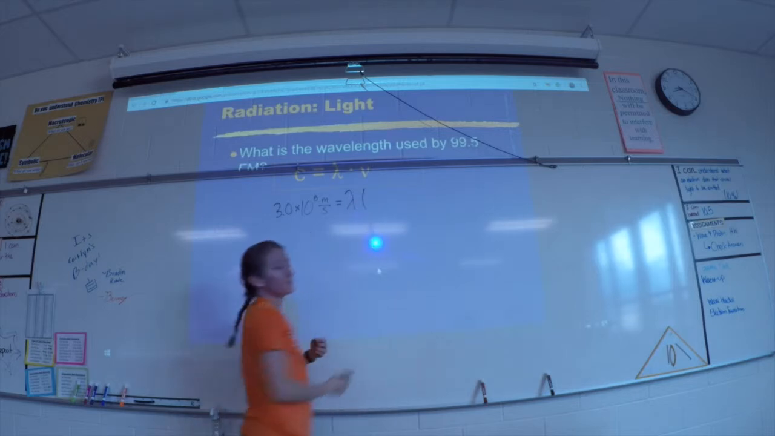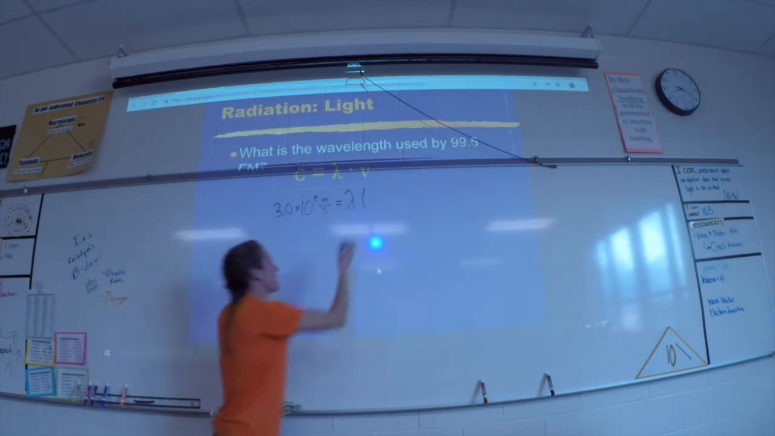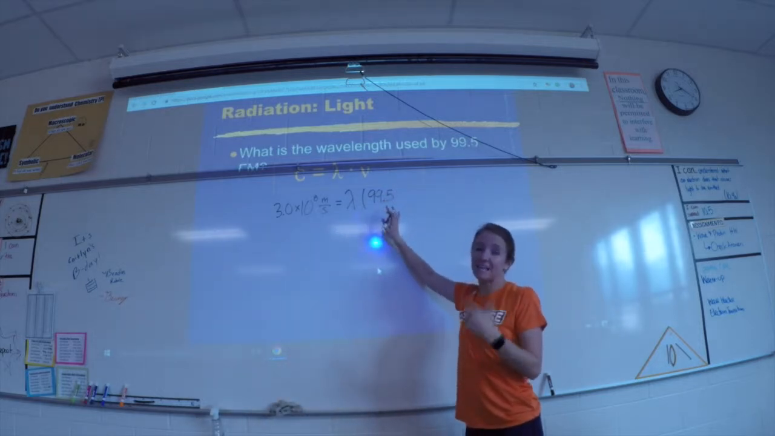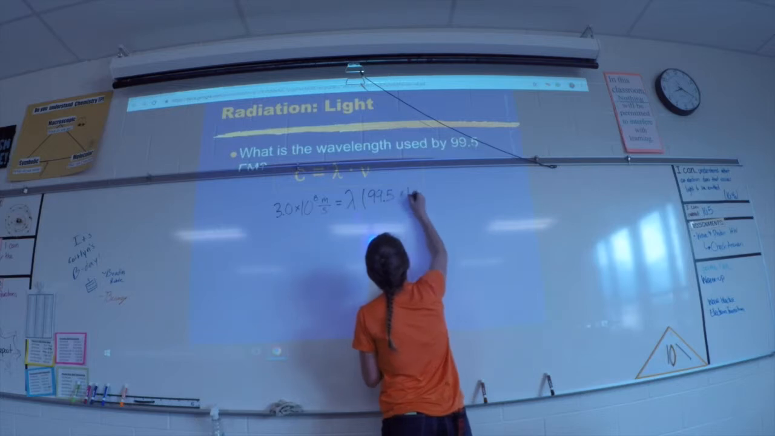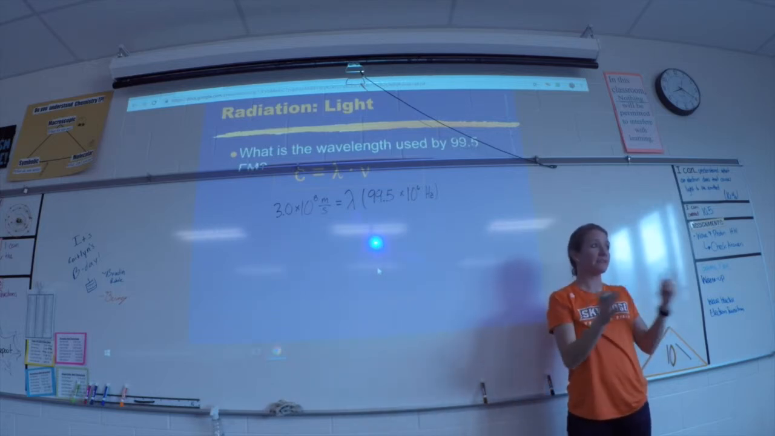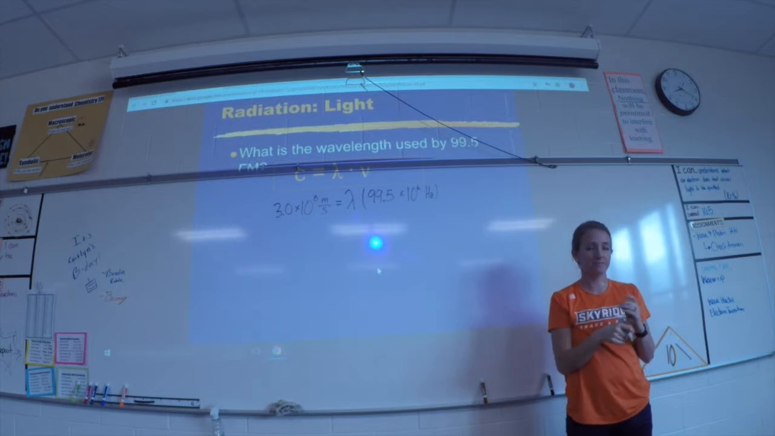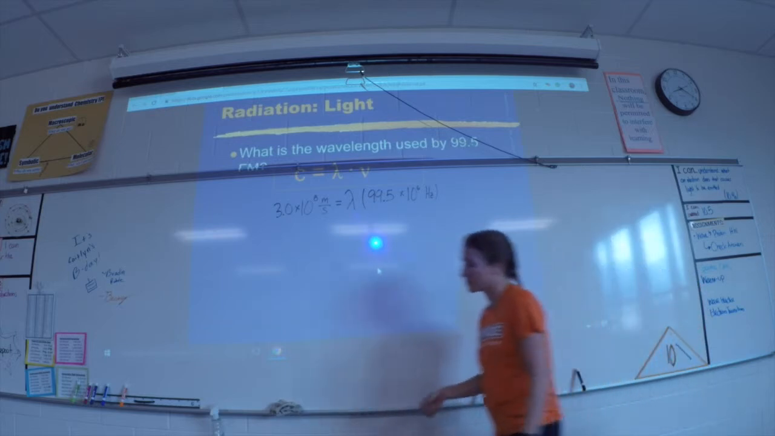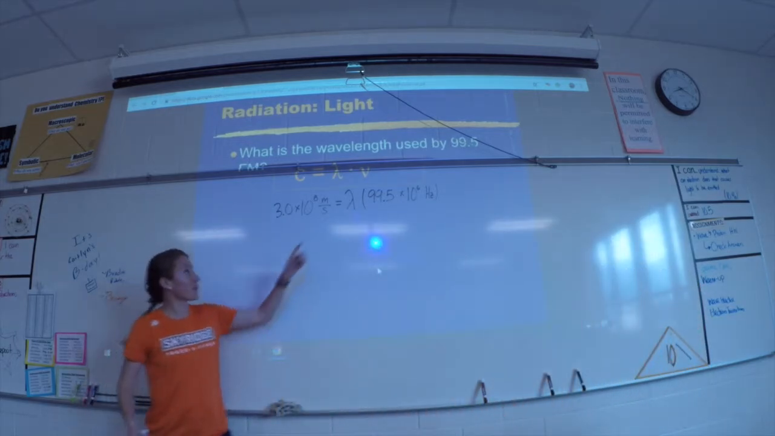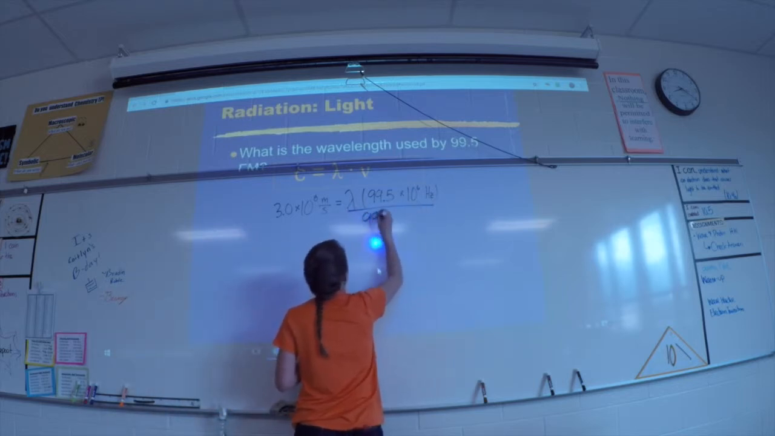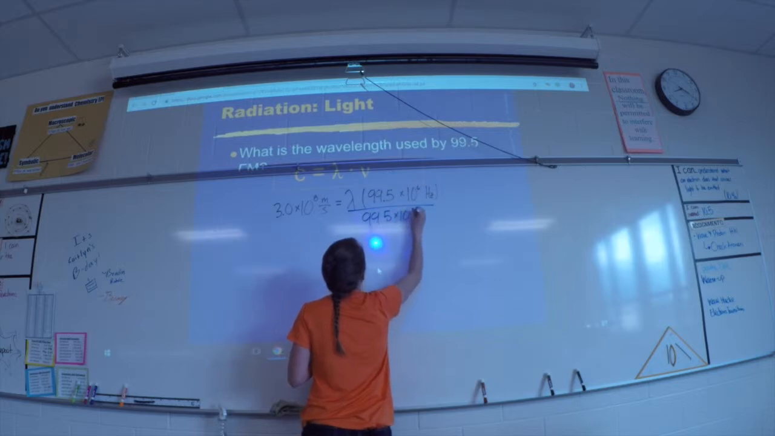And then we know the frequency that we're trying to look at. It's 99.5. But since that was in megahertz, we're going to add times 10 to the 6 to get it to just hertz. So sometimes we're going to have to change our unit so that it can match. Now once you have everything plugged in, we just use algebra to get our variable by itself. So if I want this alone, what do I have to do? Good, we're going to divide both sides by 99.5 times 10 to the 6.